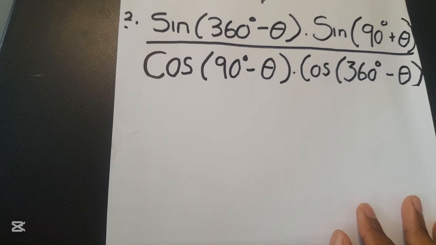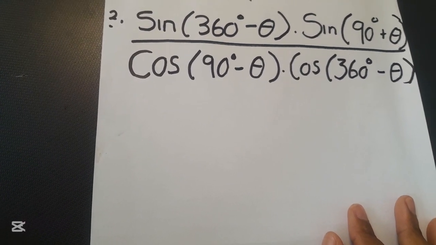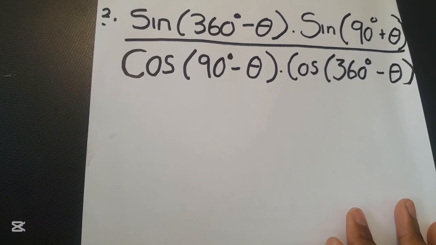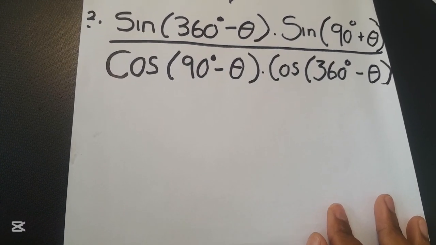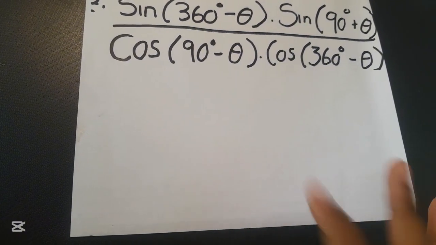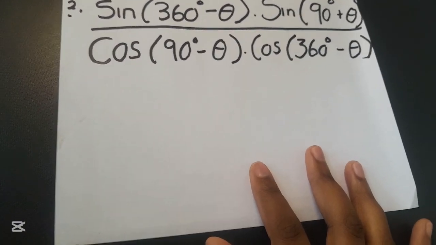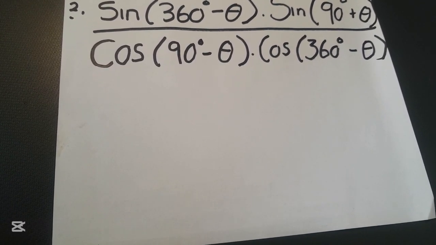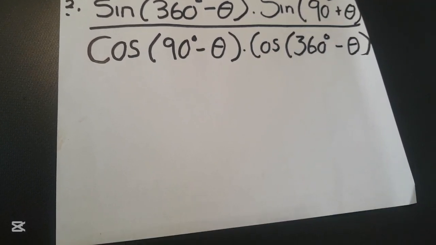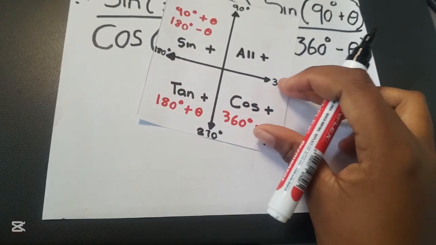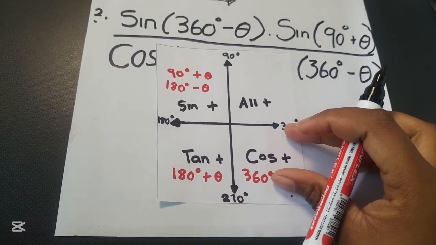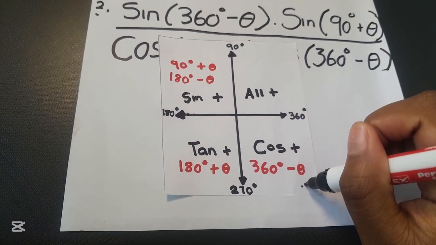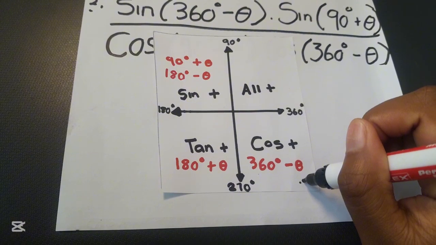We have sine(360 degrees minus theta) multiplied by sine(90 degrees plus theta), divided by cos(90 degrees minus theta) multiplied by cos(360 degrees minus theta). Even here we are expected to simplify this given expression. We are going to start with the upper part, firstly with sine(360 degrees minus theta). Just like we always do, we present our CAST diagram. We know that 360 degrees minus theta lies in the fourth quadrant, where only cos is positive.